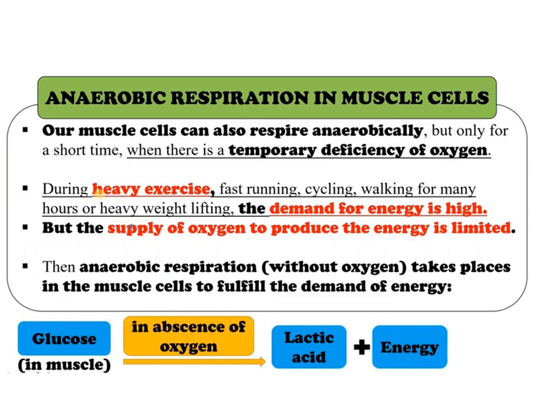I have already shown you some heavy exercise pictures: running, cycling, walking for many hours, or heavy weight lifting. There the demand for energy is very high, but the supply of oxygen to produce the energy is very limited. Then anaerobic respiration, without oxygen, takes place in the muscle cells to fulfill the demand for energy. Here the glucose present in our muscles, in the absence of oxygen, is broken down into lactic acid and energy. And the product, lactic acid, accumulates in our muscles. That's why muscle cramps occur.